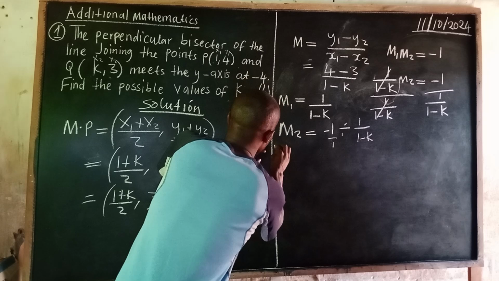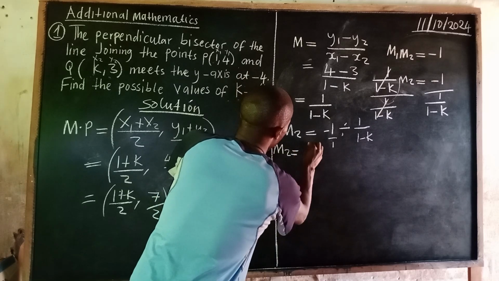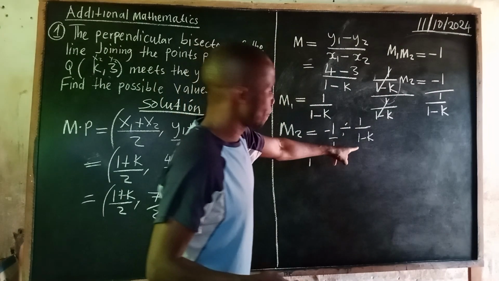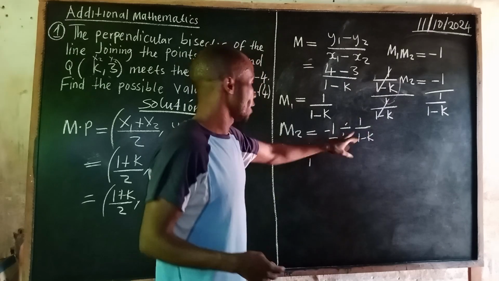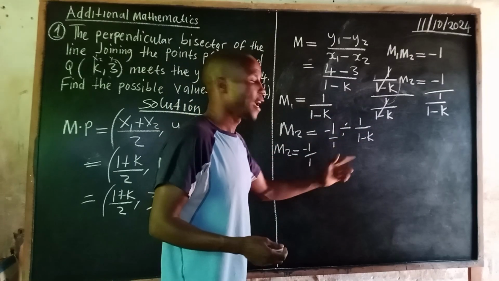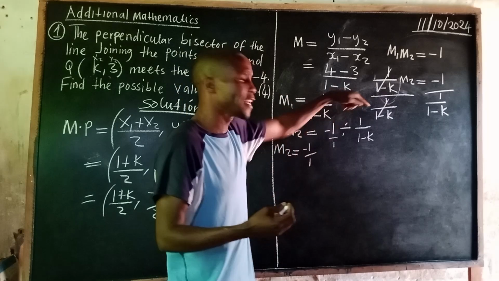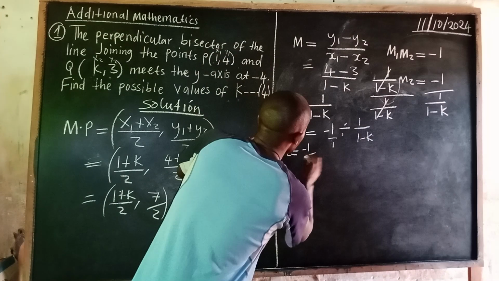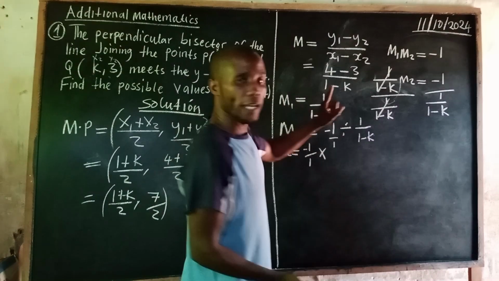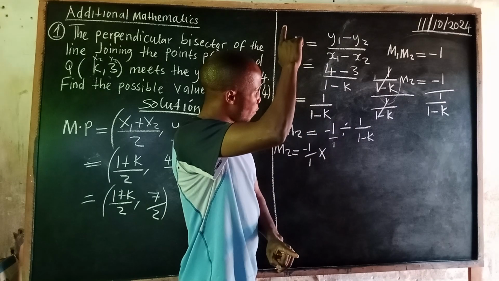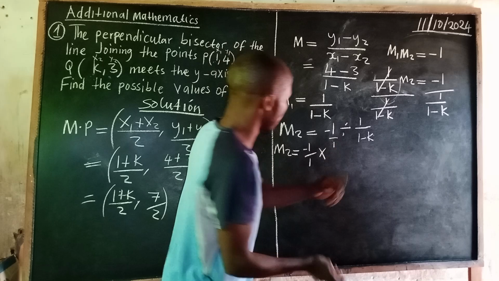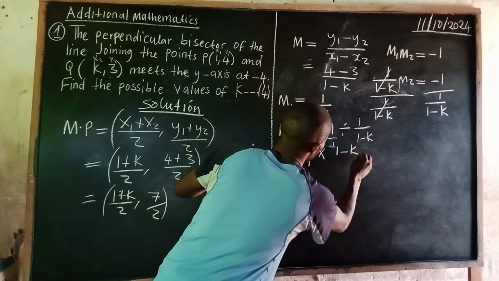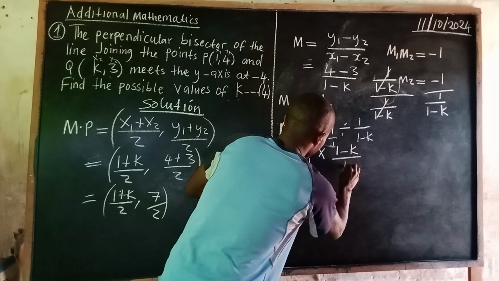Then we proceed. Then M2 equals -1 over 1. Remember, this is a negative. Then the rule here is, when you are dividing two fractions, always the division changes to multiplication. And when the division changes to multiplication, the next fraction should be reciprocated. So we are going to reciprocate this one. We are going to say times. To reciprocate is to swap. The denominator becomes the numerator and the numerator becomes the denominator. This is what is going to happen here. So the denominator will be on top this time around. Minus K over, this will be down there.